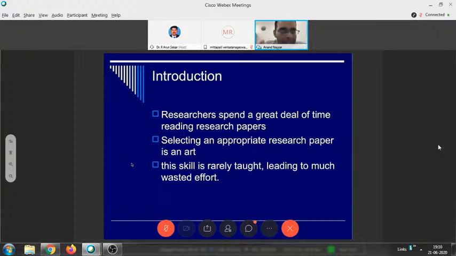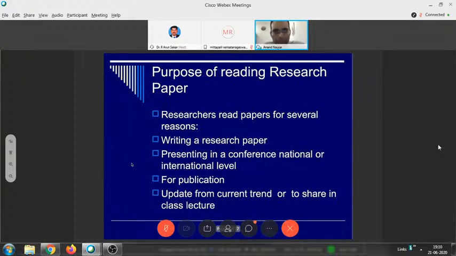and how you can save your time when you have so many papers, and you wonder whether this paper is okay or not. Yes, this is a fact. Actually, it's an art. It's a technique. Now listen to that technique.